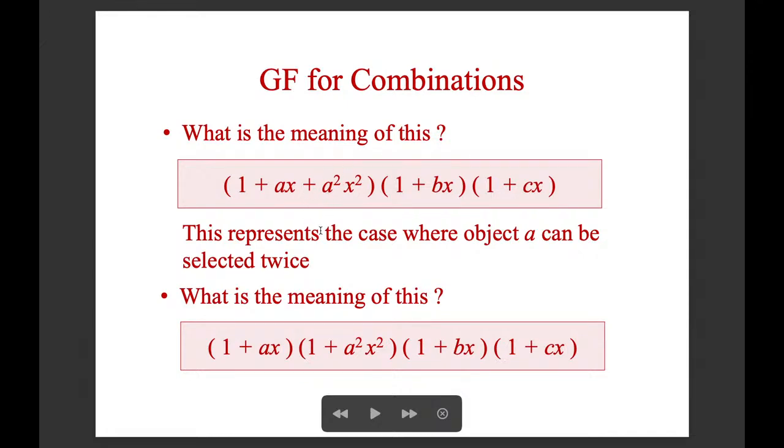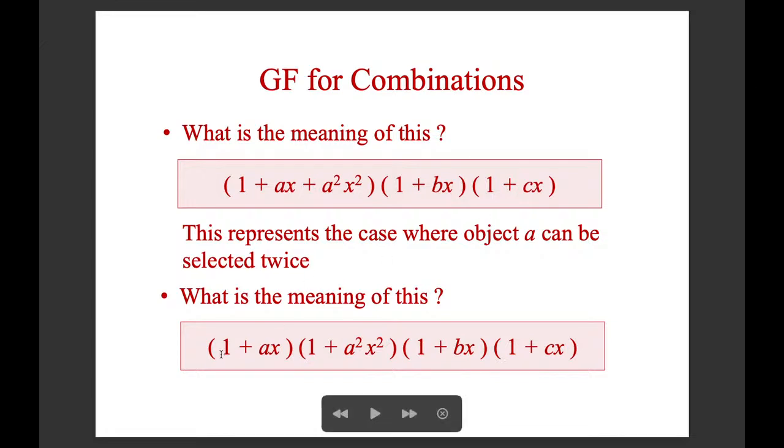So let's call it a squared. And then for the second type, I can either not select it or just select one of them. And for the third one, I can either not select it or select one of them. So if you multiply them together, the coefficient of x to the power k tells us how many ways there are to select exactly k objects.